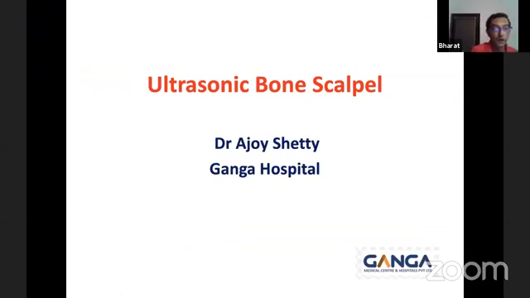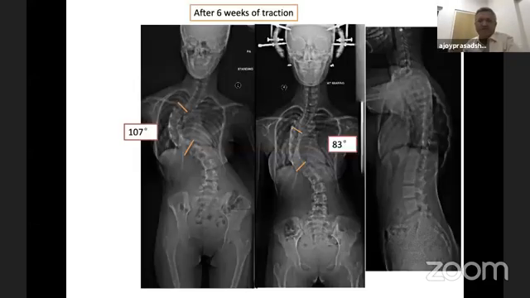Okay, thank you. I'm going to show a few cases where we have used the ultrasonic bone scalpel. Unfortunately, I don't have intraoperative pictures. This is a patient with adolescent idiopathic scoliosis. As you can see, the main thoracic curve is about 107 degrees. We applied halo traction to this child over a period of around 6 weeks, and you can see the deformity has corrected to about 83 degrees. On the lateral view, she is hypokyphotic. And therefore, this is a situation.